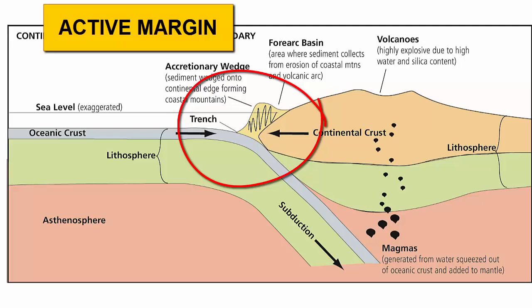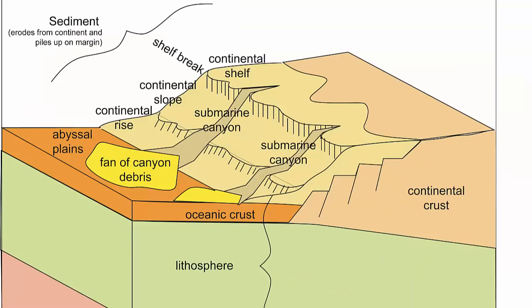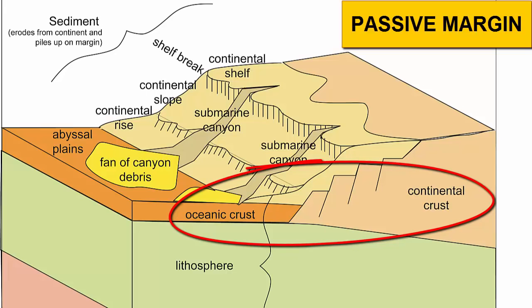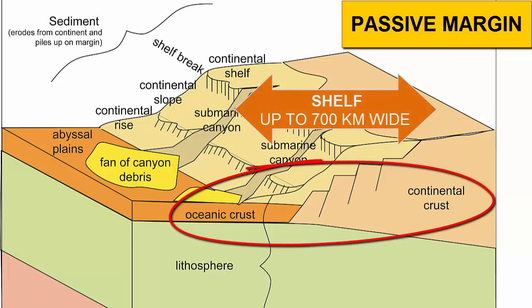We call this type of margin, where the edge of the continent meets a subducting ocean plate, active. Where continental margins have no active subduction, because the nearby ocean crust is fused to the continent, all part of the same plate moving together, we call them passive. At passive margins, the sediment that collects along the shelf can extend quite a distance offshore. Sometimes these shelves can extend up to 700 kilometers.